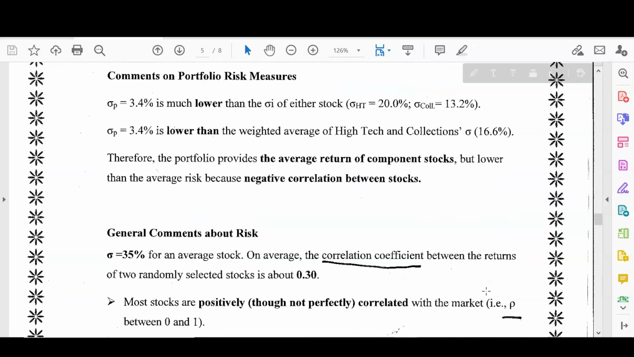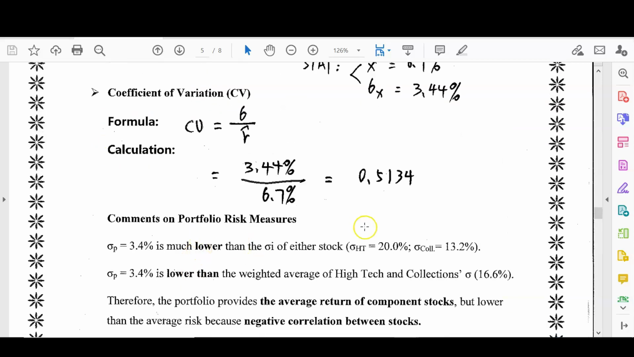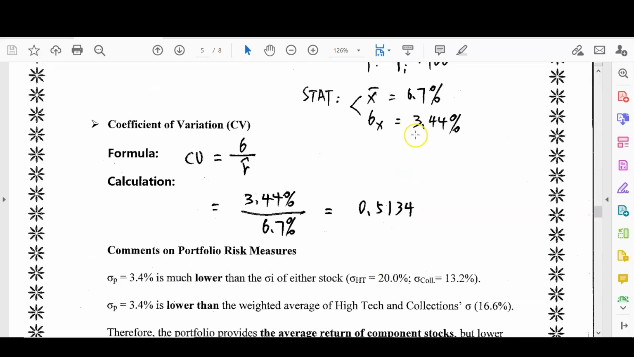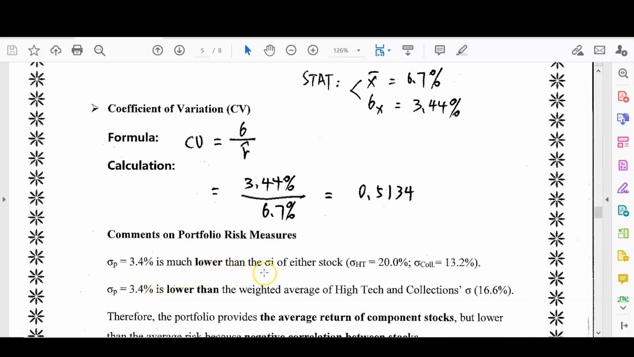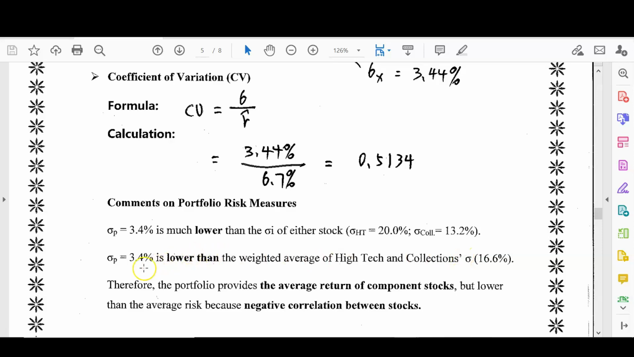Okay, that's portfolio return and risk. And the portfolio risk here we had was 3.44% as standard deviation. It is much lower than the standard deviation of each stock. High tech is 0.2 and collectible is 0.132. Okay, so the portfolio is less risky than any of the stocks in the portfolio. And this standard deviation is also lower than the weighted average of the two stocks' standard deviation, which is 16.6%.